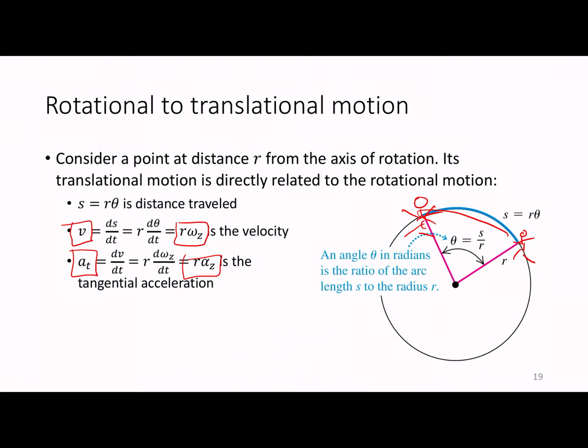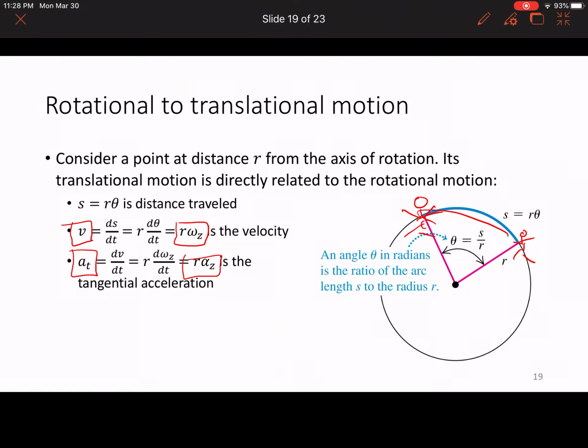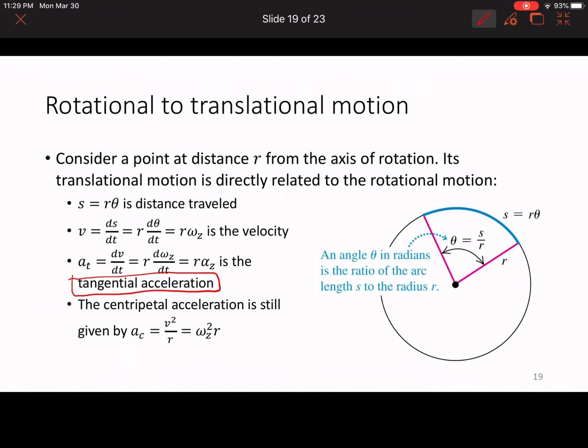You may remember, for circular motion, there are two types of acceleration. There's the acceleration around the circle in the direction of the motion. That's called tangential acceleration. And then there's the acceleration towards the middle of the circle. That's called centripetal acceleration. So alpha, the angular acceleration, is actually connected to tangential acceleration. And centripetal acceleration doesn't change at all. It's still going to be v squared divided by r.